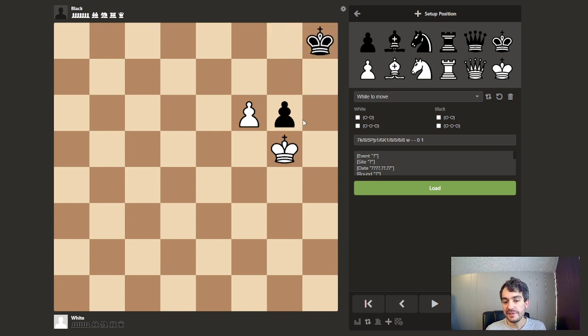But if the black king goes here, don't do this, because the black king gets the opposition and they hold the draw, as we've seen numerous times. Instead, go here, and one of two things happens. Either they move their king over, and then we take and have the opposition, or they try and run the pawn.